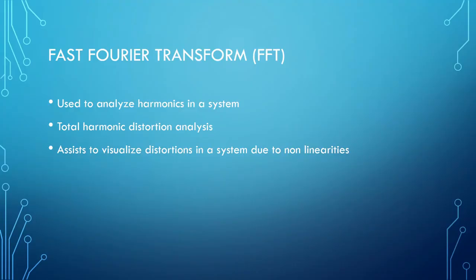Lastly, our fast Fourier transform, or our FFT. This we use to analyze harmonics in a system. So if you drive a system into its non-linear region, some harmonics will start to exist. So you can use the FFT to visualize our harmonics that's generated, and you can use that to perform a total harmonic distortion analysis. So let's jump into those simulations.